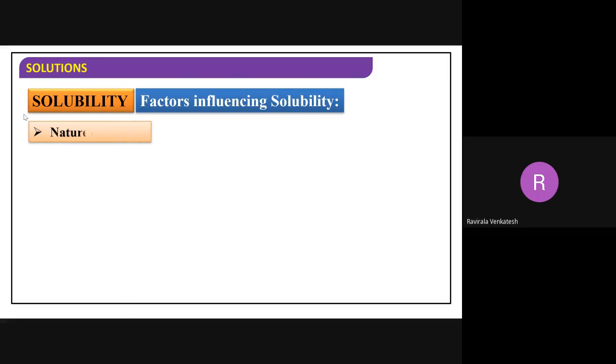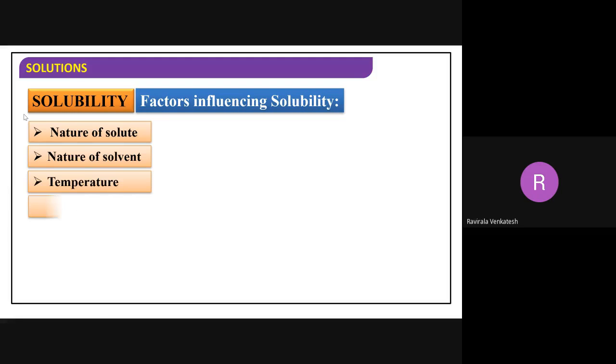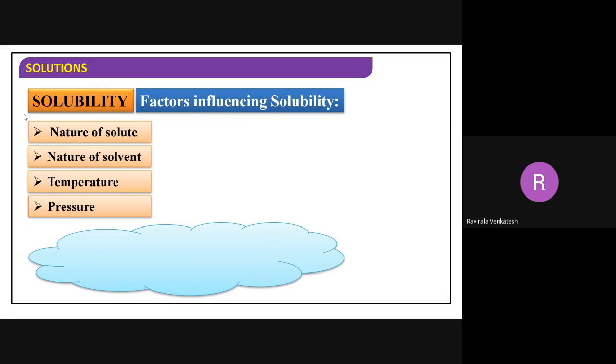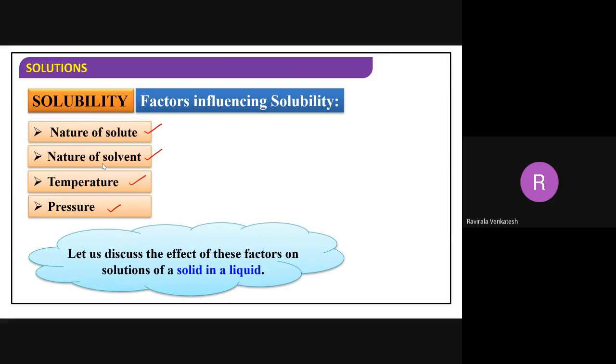Next, what are the factors involved in solubility? Which factors will influence the solubility? First of all, the nature of the solute, the nature of the solvent, temperature, and pressure. Four conditions are there which can influence the solubility. Let me see each of them. First of all, we'll see the solubility of a solid in a liquid.